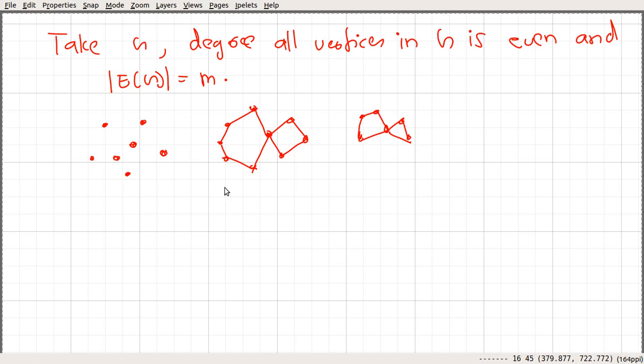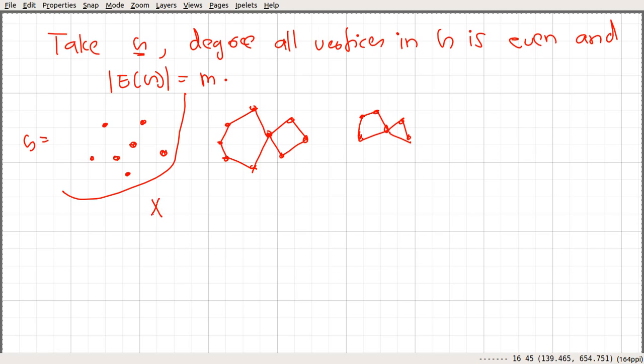It could have these isolated vertices where the degree of each vertex is 0, and in another component, all the vertices have even degree. In another component, all the vertices have degree 3. Suppose that this graph G is something like this. Next what we are going to do is isolate all these isolated vertices and only consider these vertices.